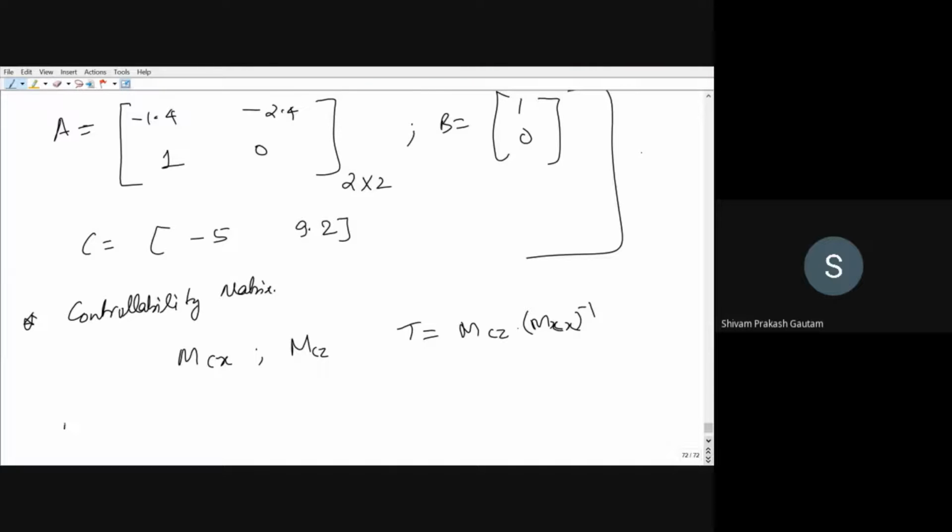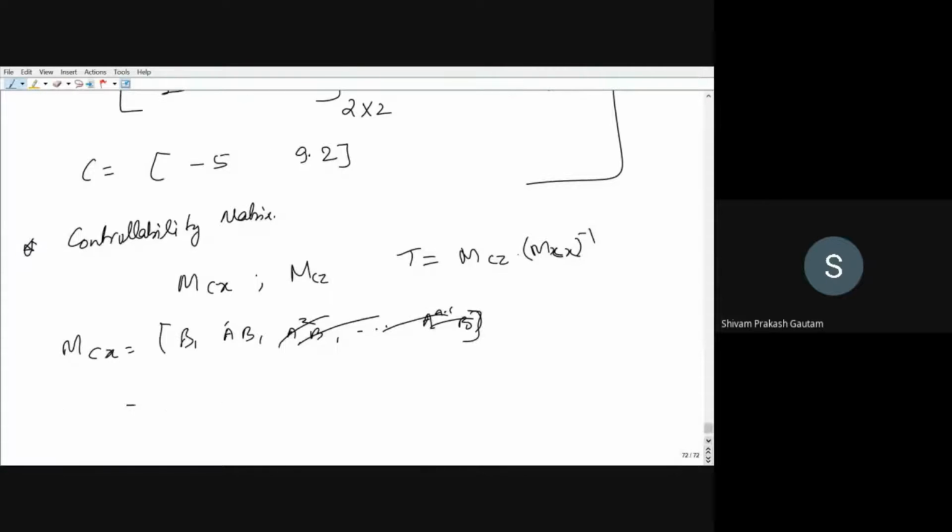So MCX is given by B comma AB comma A square B, up to A^(n-1) B. What is the order of the system? Order of the system is 2. So this part will be cancelled out. So MCX will be given by B comma AB.